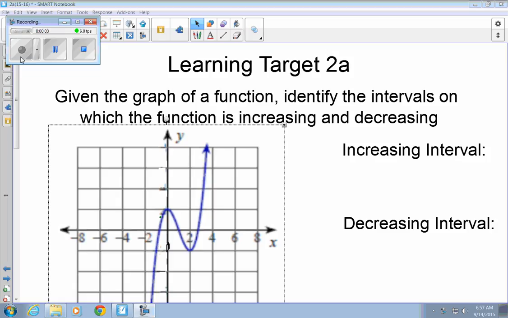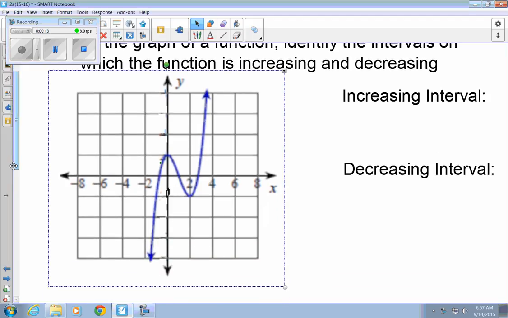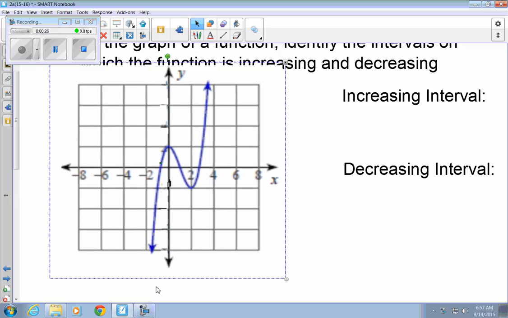Today we're talking about learning target 2A, which is given the graph of a function, identify the intervals on which the function is increasing and decreasing. So we start off with a function that is kind of cubic shaped. From left to right it goes up, and then it goes back down, and then it goes back up. And when I say it goes up, I'm reading the graphs from left to right, and going up.